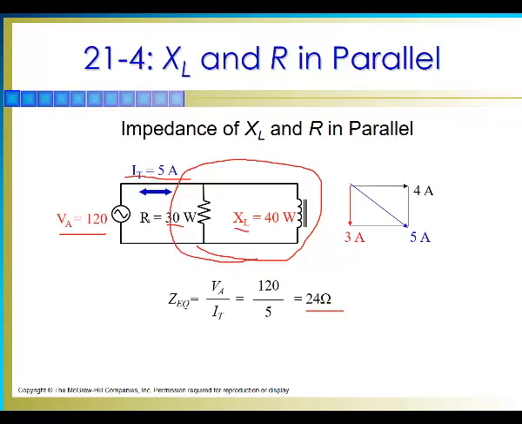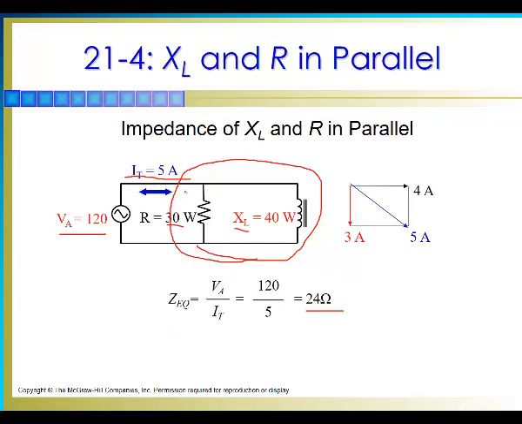We have 30 ohms here, 40 ohms here, but the equivalent must be less than the smallest one. So this is 30, so this is 24. We're good. So the easiest way to calculate the impedance on a parallel circuit is by calculating the total current first, and then divide the voltage by that total current. That will give you the total impedance.